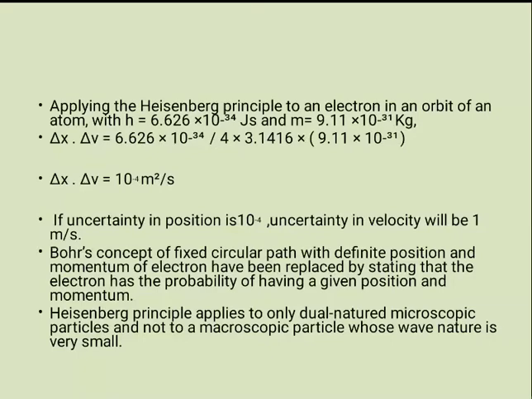So Bohr's concept of a fixed circular path with a definite position and momentum of the electron has been replaced by stating that the electron has the probability of having a given position and momentum. Heisenberg's principle applies only to dual-natured microscopic particles, not to macroscopic particles, whose wave nature is very, very small.